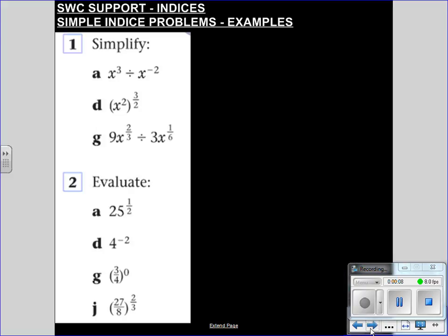Hi everyone, this is surds now, so we're going to try and be quite quick because there's a big section to go through. Right, so simple surd problems and examples. Same as before with our support. How do we get this going?